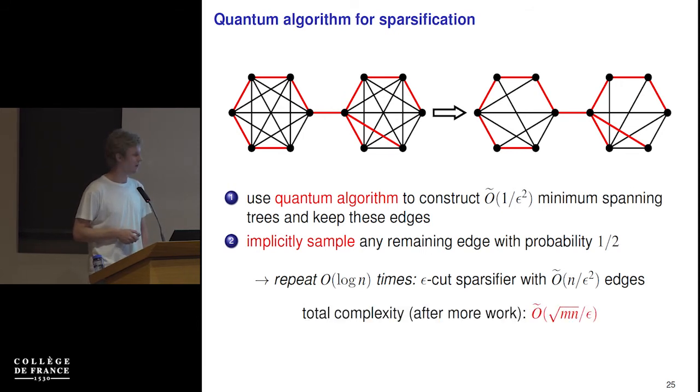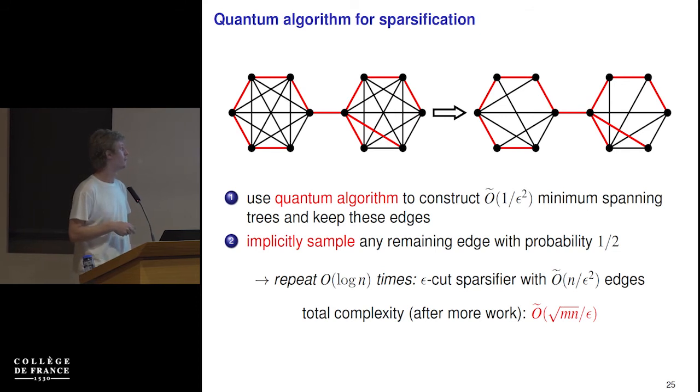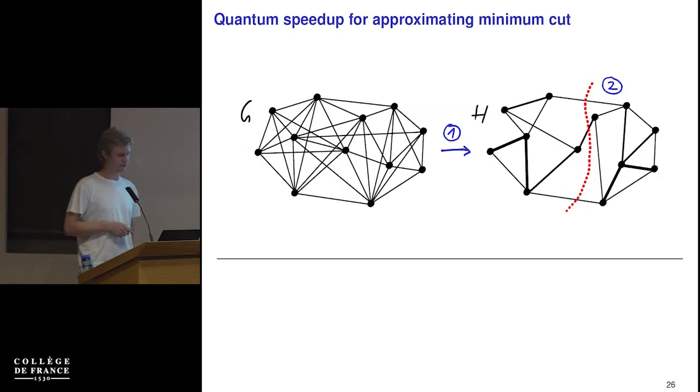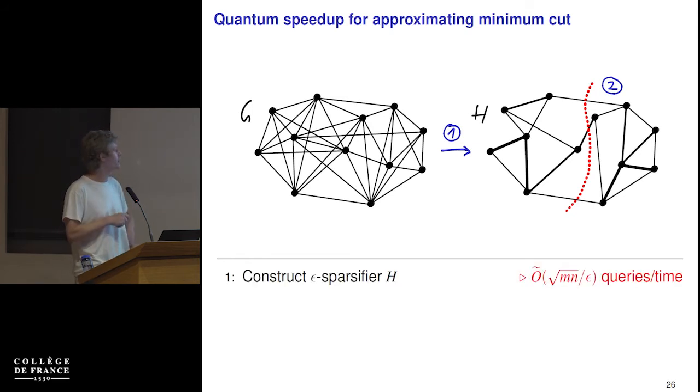This gives us a total complexity, after more work, of O tilde square root mn over epsilon, which is optimal. There's also an omega square root mn over epsilon lower bound that we prove. This gives us the following very easy speedup for approximating minimum cut. Once we have a sparsifier, we can just construct this epsilon sparsifier. This takes O tilde square root mn over epsilon queries, or time complexity.